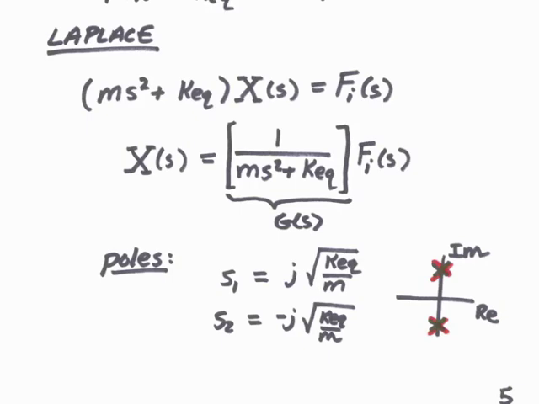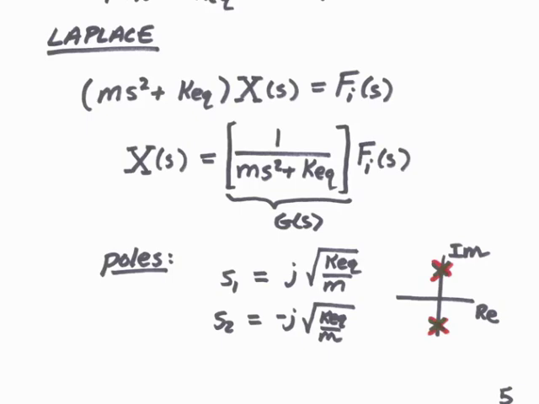Let's Laplace transform that differential equation, and we'll assume zero initial conditions, because we're trying to find the transfer function. When we Laplace transform, we'll have the term m s squared plus k equivalent times X of s equals Fi of s. Dividing through by m s squared plus k equivalent, we'll solve for X of s. And we'll find X of s equals 1 over m s squared plus k equivalent times Fi of s.